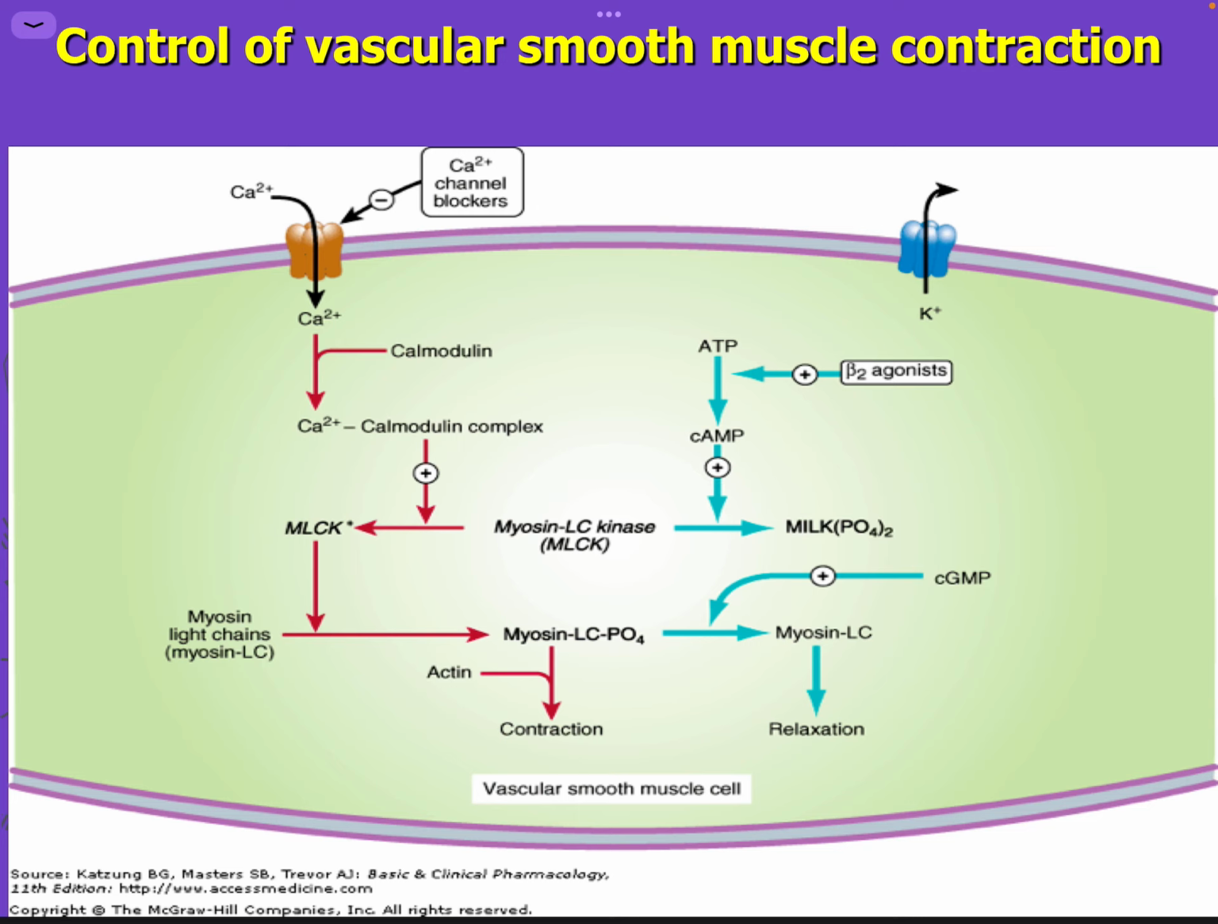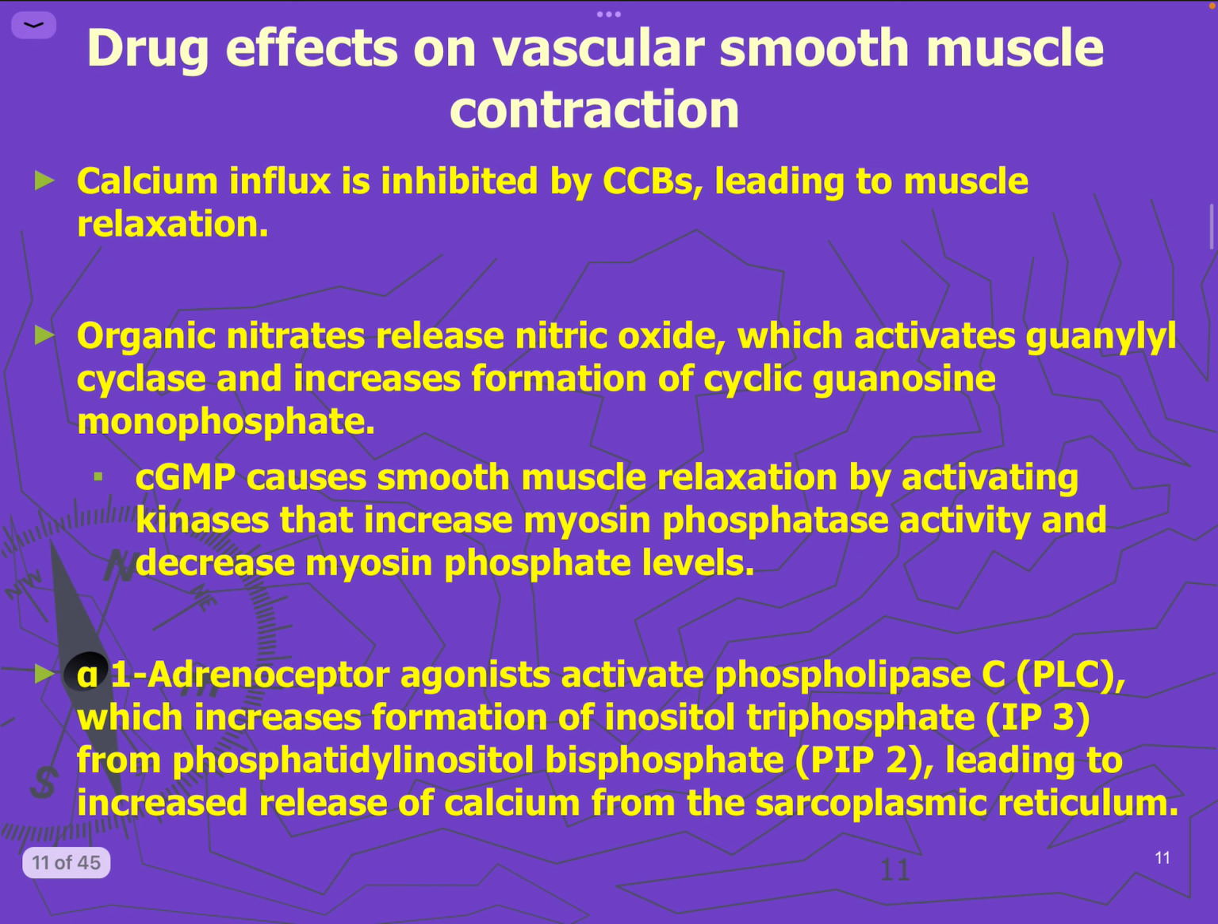Here, another pathway that we mentioned later was the cyclic GMP pathway, and this also is very important in vascular smooth muscle relaxation. So what are the different drugs that can affect vascular smooth muscle contraction? Either they're going to cause contraction or they're going to cause relaxation. The first group of drugs is calcium channel blockers. This is the abbreviation for it, CCBs. So calcium influx is inhibited by calcium channel blockers, leading to muscle relaxation.